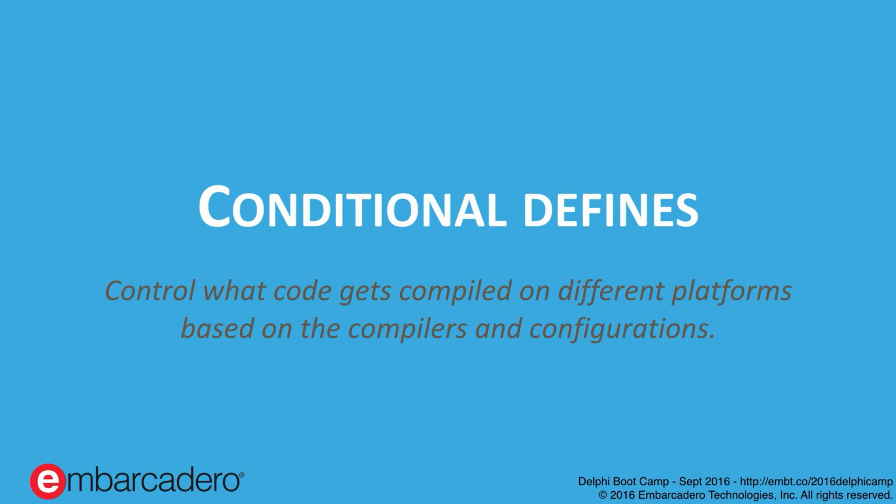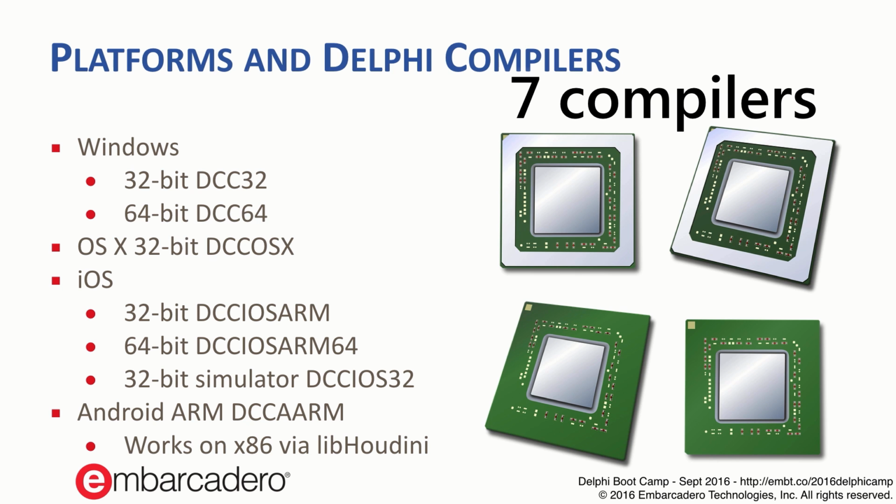At least not right now, they might in the future. So that's when you would use conditional defines, when you have code that's specific to certain platforms, because it won't compile. So there's 7 different compilers to consider.